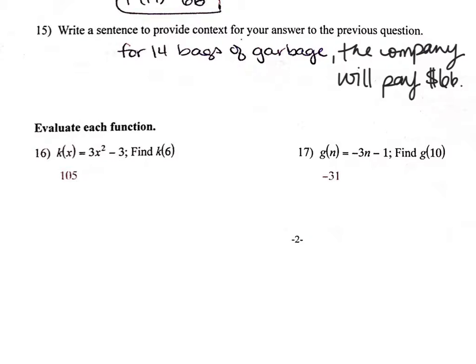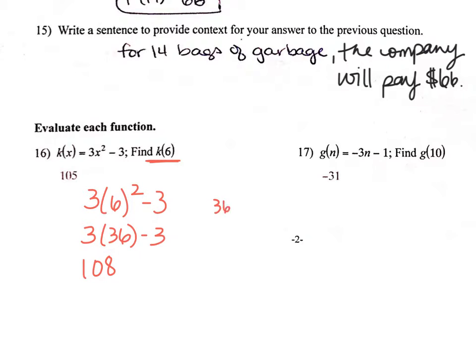16 and 17 down here at the bottom. This is exactly what I think the notation is going to look like on your test tomorrow, I'm pretty sure. So you just have to know what this notation is telling you to do, and that is to plug 6 in for x. So if I work that out, that's 3 times 6 squared minus 3. Remember, we have to do the exponent first, so that's 3 times 36 minus 3.